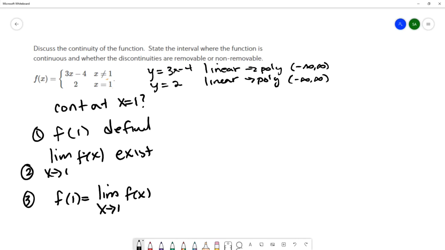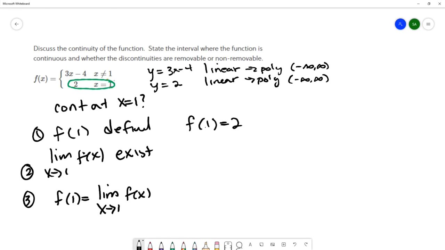So the first one, f of 1 being defined. f of 1 is defined. We use the second equation whenever x equals 1. And f of 1 is going to equal 2. And then we need to decide if the limit exists.